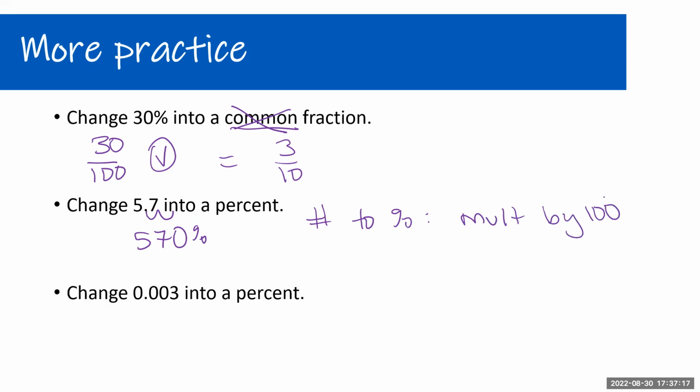What about 0.003 into a percent? Well, same thing. We want to have 0.003 times 100, or we can just move that decimal 2 over. Mathematically, we're doing the same thing. Both ways are going to give us 0.3%. Make sure that you can replicate these on your own. These are easy test questions, and I hate to have to mark them wrong.